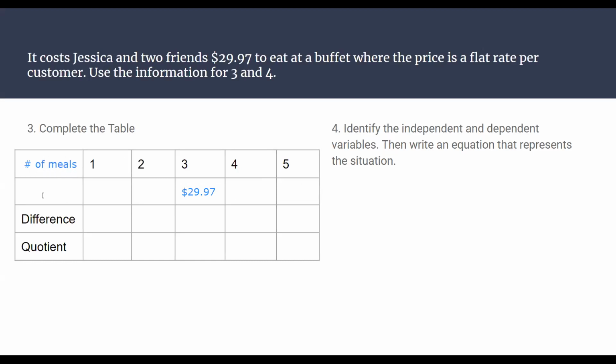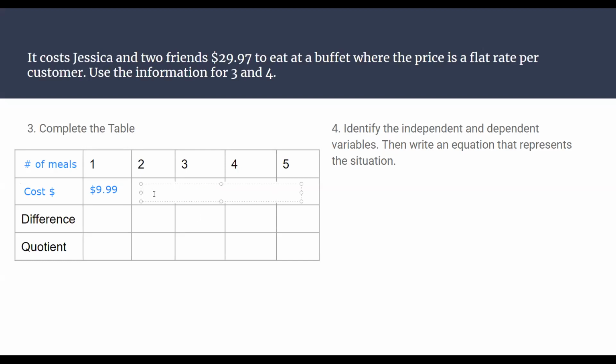So either way, for 3 meals or 3 people, it costs $29.97. So then this box is the cost for 1 person, 2 people, 3 people. Now I'm going to fill in this top part first. For 3 people, if it costs $29.97, I'm going to take $29.97 and divide it by 3 people to find the cost per 1 person. When you do that, it costs $9.99. So now I can easily fill in the rest of the chart.